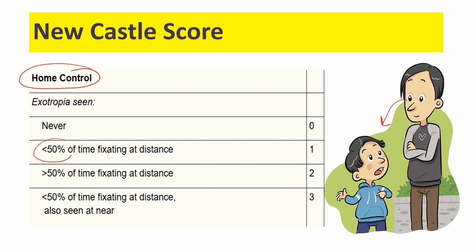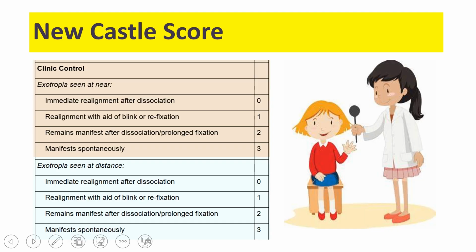If the parent says that whenever they observe the child fixating at a distance, they see the presence of exotropia for less than 50% of the time, then a score of 1 is given. If the parent says that the child was having exotropia more than 50% of the time when fixating at distance, then a score of 2 is given. And when the parent says that the child was having exotropia when fixating at distance and also seen at near, then a score of 3 is given. So this is how the home control is assessed with the help of the parent.